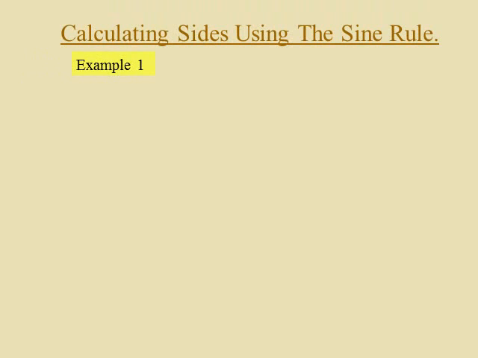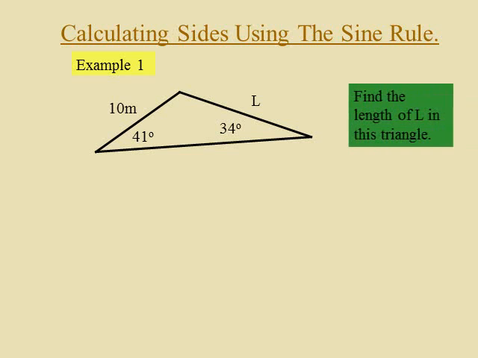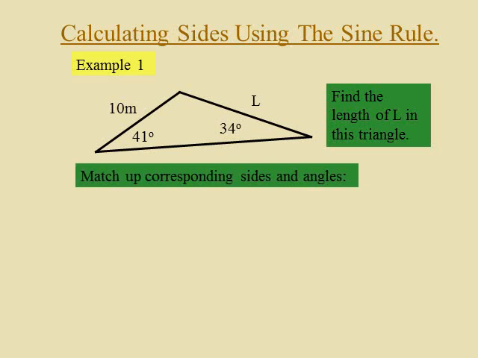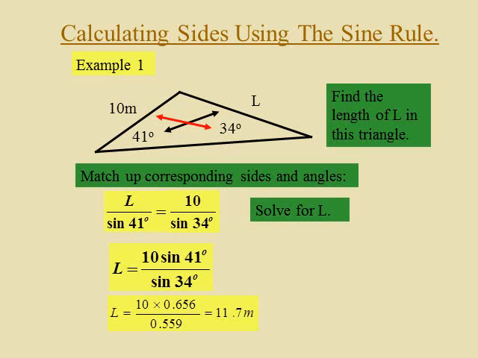This is how we use it. We have here one side and two angles. We want to know the other side. Match up the corresponding sides and angles. We had a over sine A equals b over sine B. Well, here L over sine 41 equals 10 over sine 34. Rearrange, solve for L. There's our answer, 11.7 meters. It makes sense when we look at our diagram, so we know we got it right.